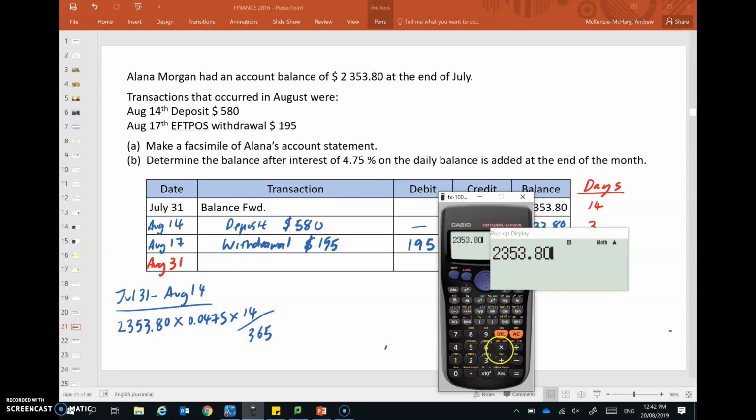So 2,353.80 by 0.0475 by 14 divided by 365. And that gives us $4.29 rounded correctly to 2 decimal places.